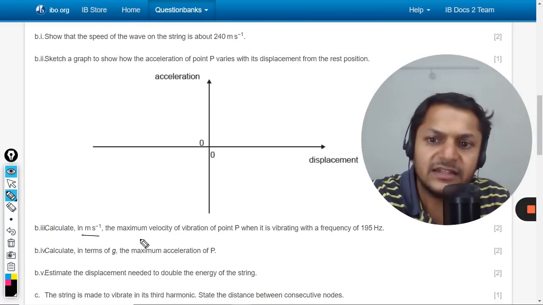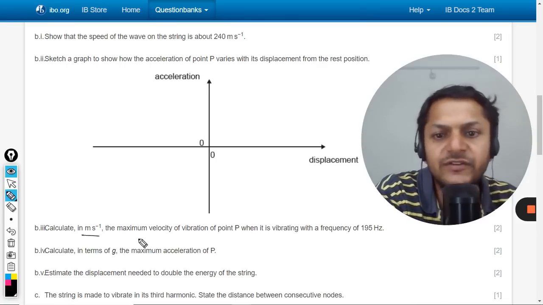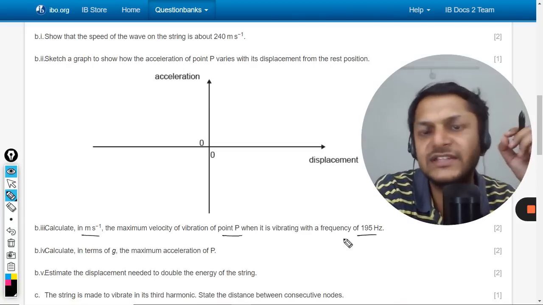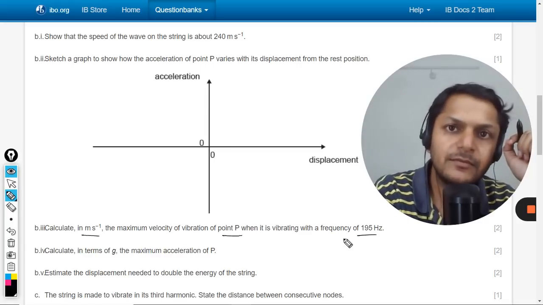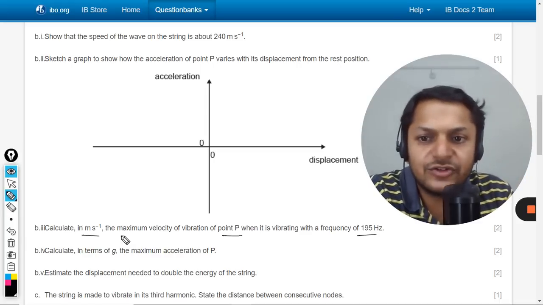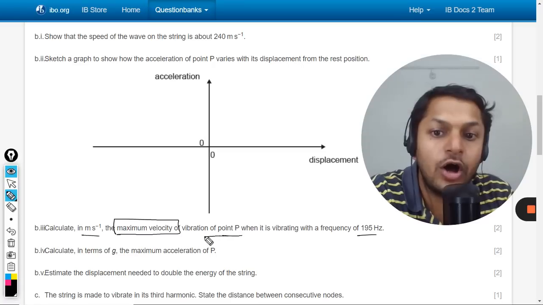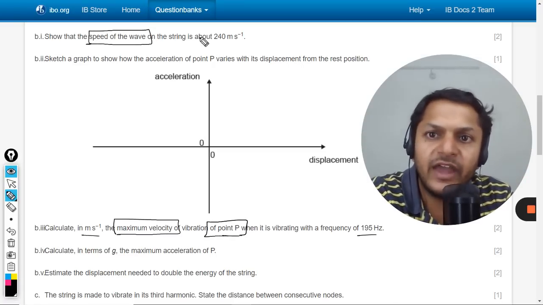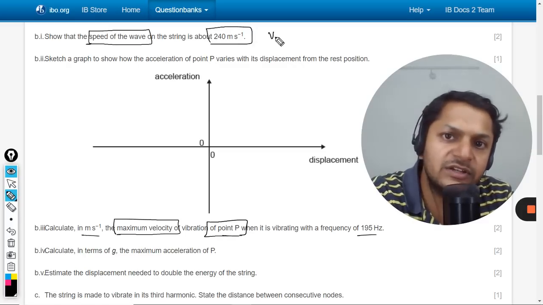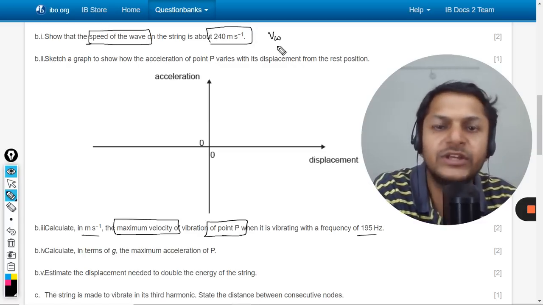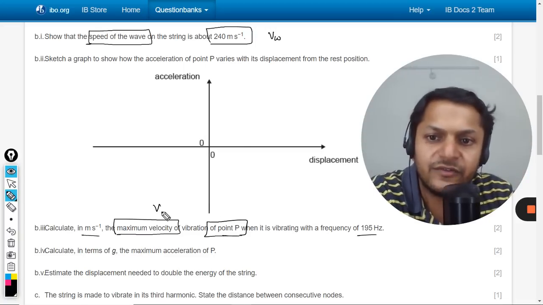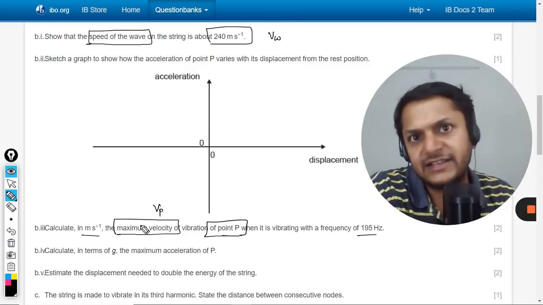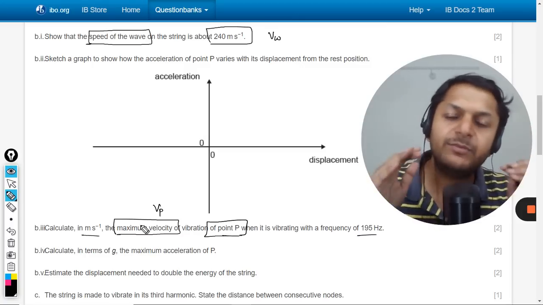Calculate in meter per second the maximum velocity of the vibration of the point P when it is vibrating with the frequency of 195 hertz. My dear students, now he's actually talking about the maximum velocity of the particle P. Earlier, he was talking about the speed of wave, which was coming out to be 240. So it is always handy if you write it like this. VW is the speed of wave. Here we are talking about VP, like V particle. So I generally write it like this: VW is the speed of wave and VP is the particle.